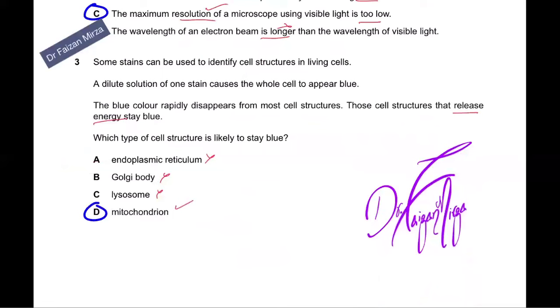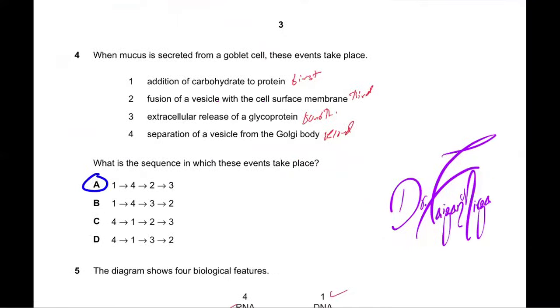Some stains can be used to identify cell structures in living cells. A dilute solution of one stain can cause cell structures to appear blue. The blue color rapidly disappears from most cell structures except for the ones that release energy. They stay blue. Which structures are likely to stay blue? Energy, in the form of ATP, is produced in cells either in the cytoplasm, or in the chloroplast, or in the mitochondria. So from the available information, only option D is correct.